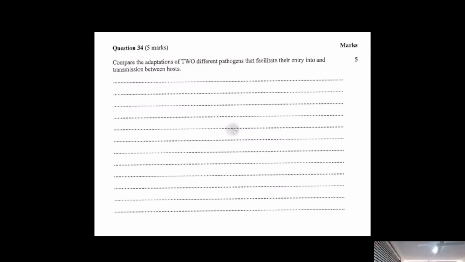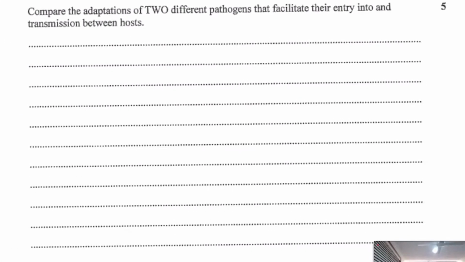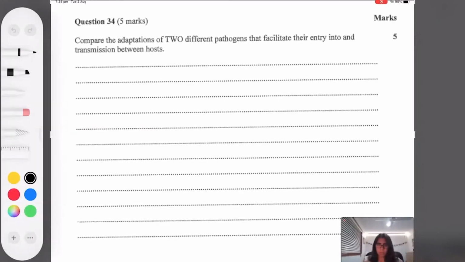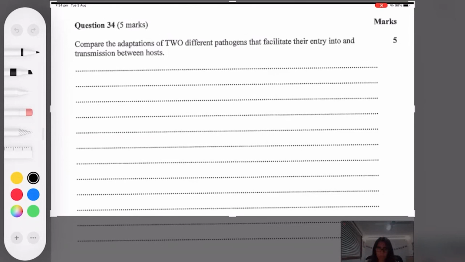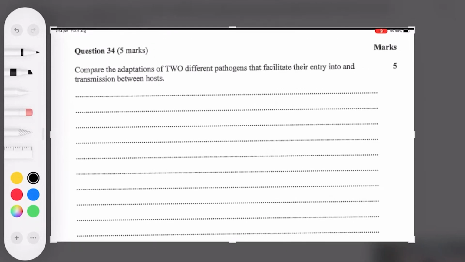What do we have here? Adaptations of 2 pathogens that facilitate entry and transmission between hosts. Easy, we can do this one. It's either you know this or you don't know this. You can't really make too much up. So, come on. What are your 2 examples? Let me ask Serene, give me 1 example. Pick a pathogen and tell me 1 adaptation it has for entry or transmission.